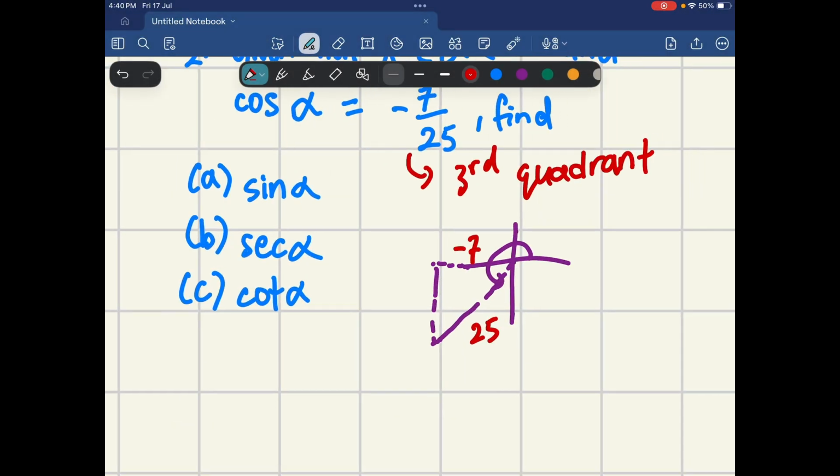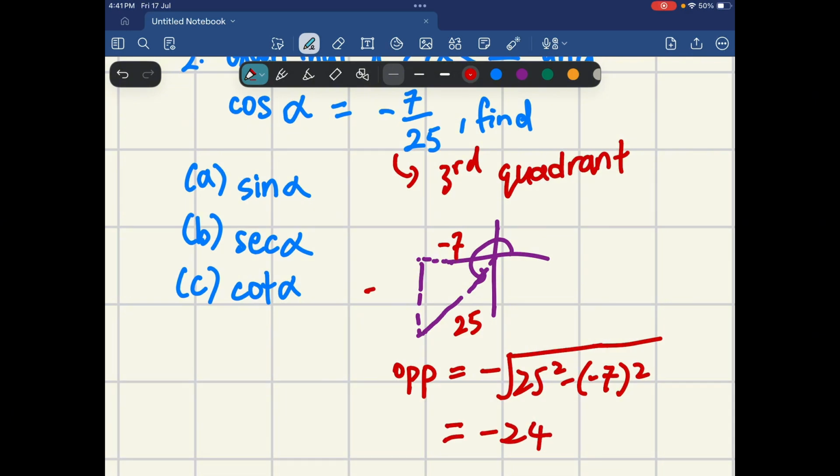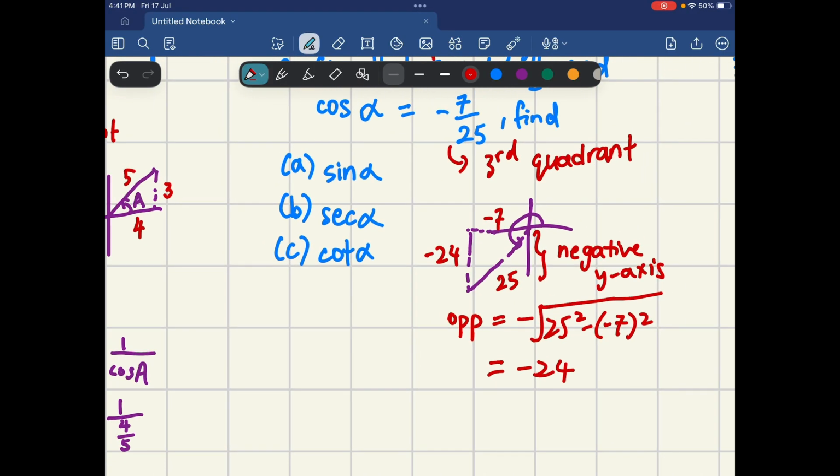Now to find our opposite, we'll just use our Pythagoras theorem. So our opposite will be minus square root of 25 squared minus 7 squared. So this is minus 24. Now why is there a minus? Because your y value is in the negative region. This distance is in the negative y-axis. Now since we have our triangle, we can use it for these questions.